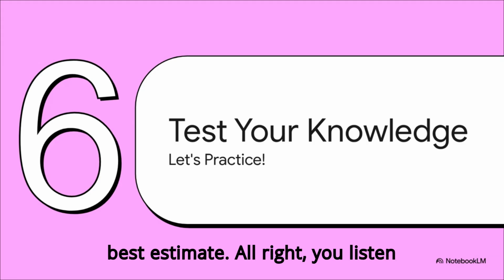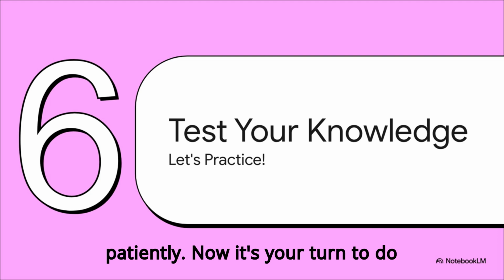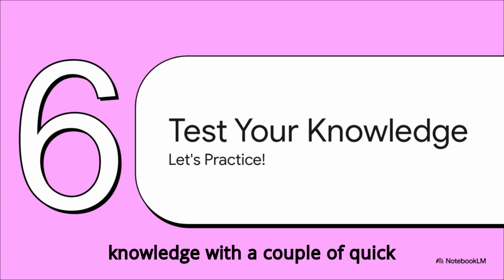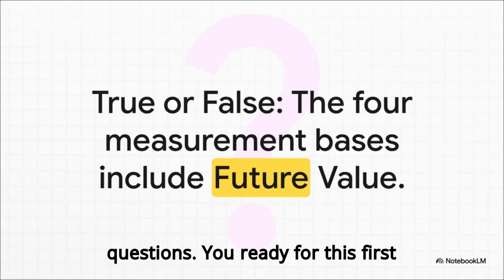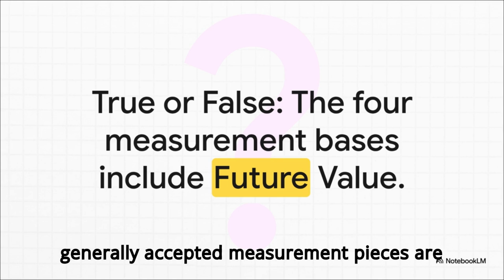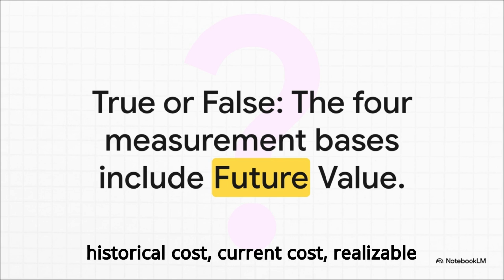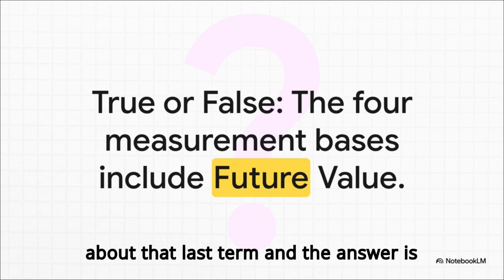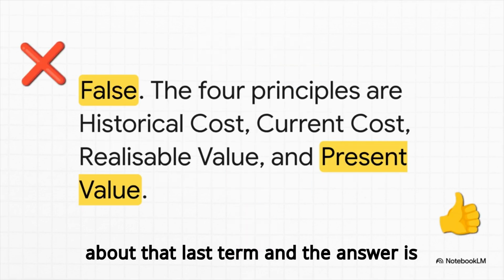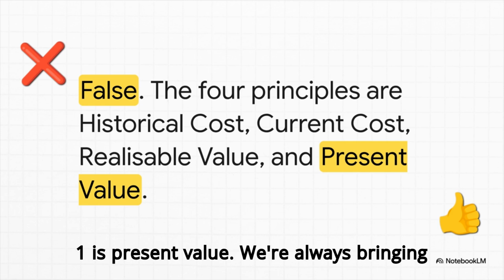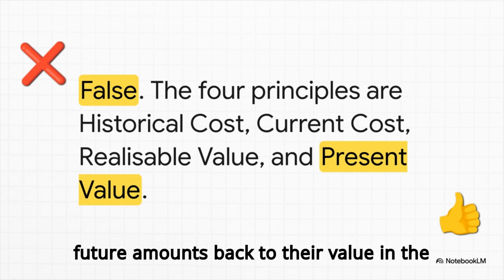All right, you've listened patiently. Now it's your turn to do a little thinking. Let's test your knowledge with a couple of quick questions. You ready for this? First question: true or false? The 4 generally accepted measurement pieces are historical cost, current cost, realizable value, and future value. Think carefully about that last term. And the answer is false. It's not future value. The 4th one is present value. We're always bringing future amounts back to their value in the present.